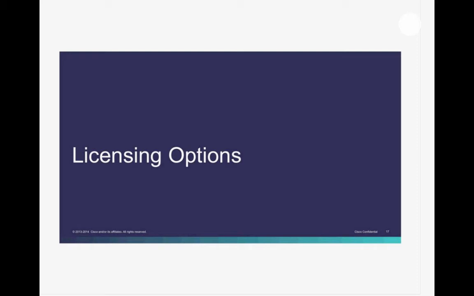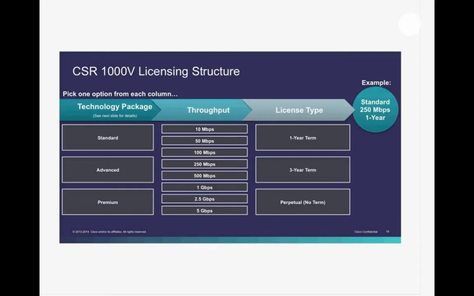And licensing, again, is just as flexible as the use cases. So you can tailor what license you buy to specifically what you're trying to do with the product. The way this diagram is drawn is start from the left and move your way to the right. When you're buying a license for the CSR, the first thing you do is pick which technology package you want. You'll see there's 3 of them listed there: standard, advanced, and premium. And each of these has a subset of features built into it.